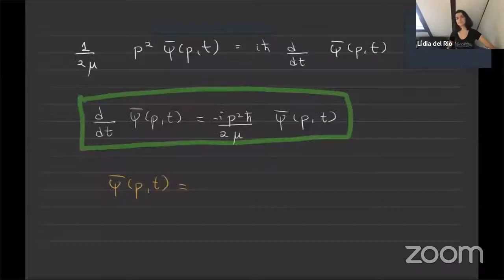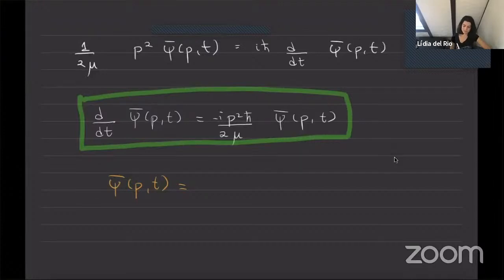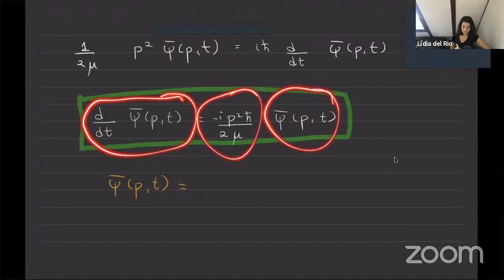Hi, I'm back. I think we had some Wi-Fi problems. Let's see. Okay. So, as we were, what is the function that when we take the time derivative, you get the same function times a constant? It's an exponential.